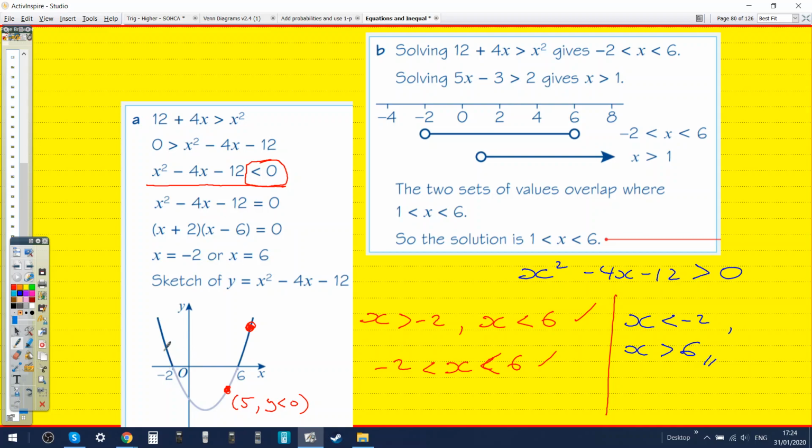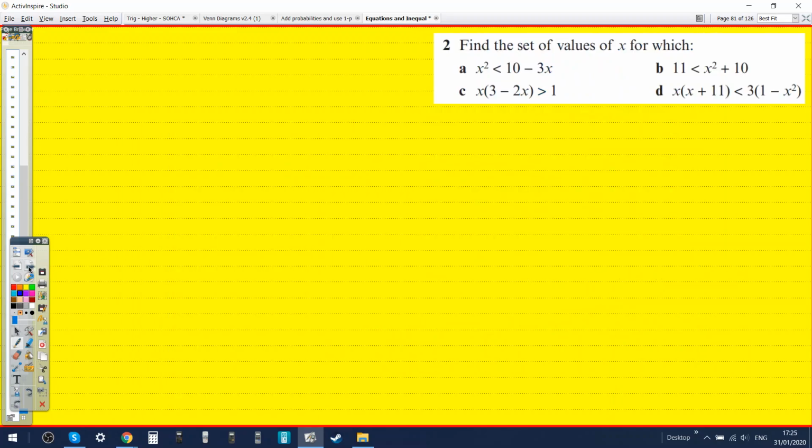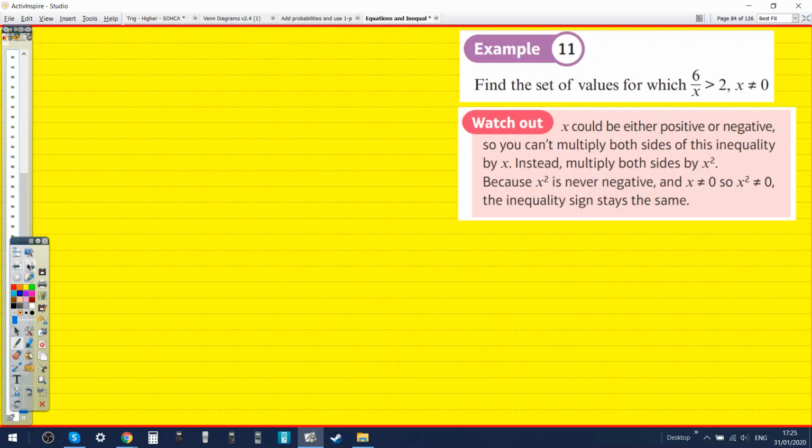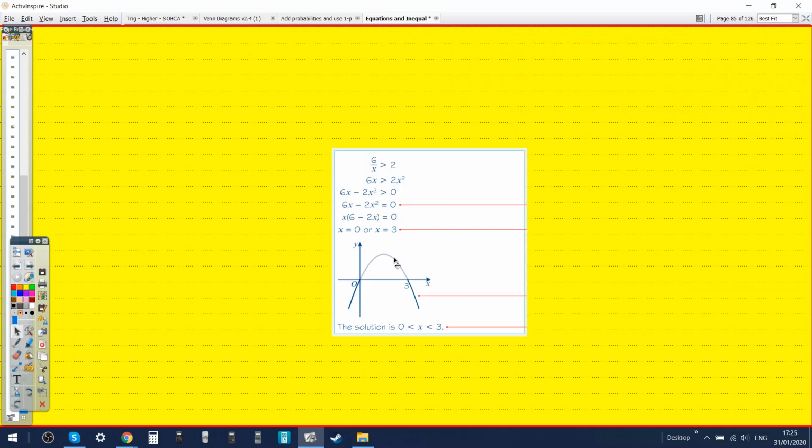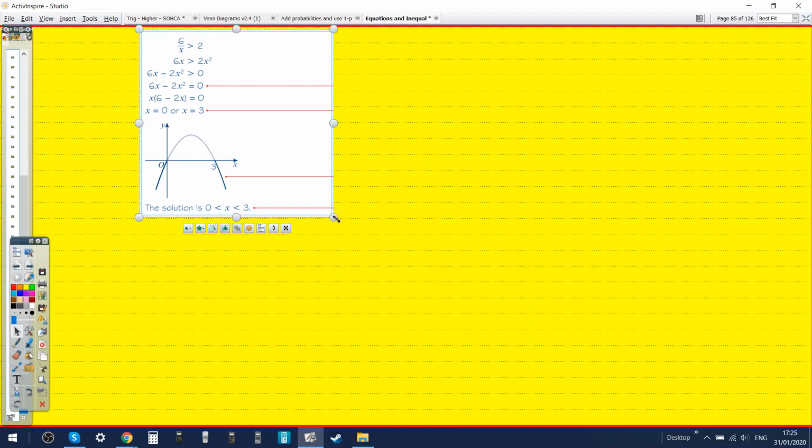If you sub in something like -3, you'll get a positive number. If you sub in something like 7, you'll get a positive number. And so when it's less than is in between -2 and 6. When it's greater than is when x is less than -2 and bigger than 6. That's all there is to it. And the graph is just to help you, really. Okay, so this is a negative one.